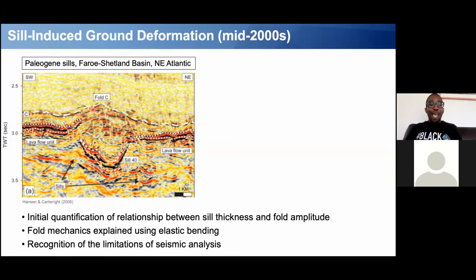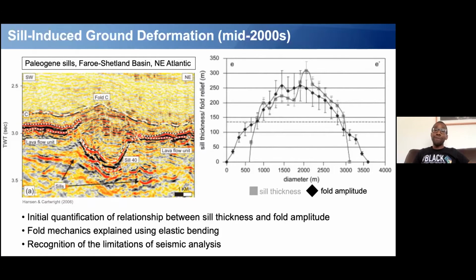Sorry about that. You can see there's a very big fold developed above this sill in here. And this was one of the first times when they started to quantify the relationship between sill thickness and the fold amplitude, if you will. So what they did is they measured the sill thickness across its diameter, this saucer-shaped sill, and the amplitude of this fold above a datum. So you can draw a datum line. And this is what they found.